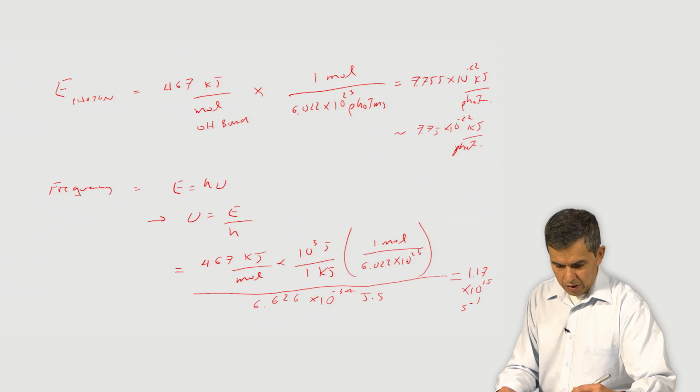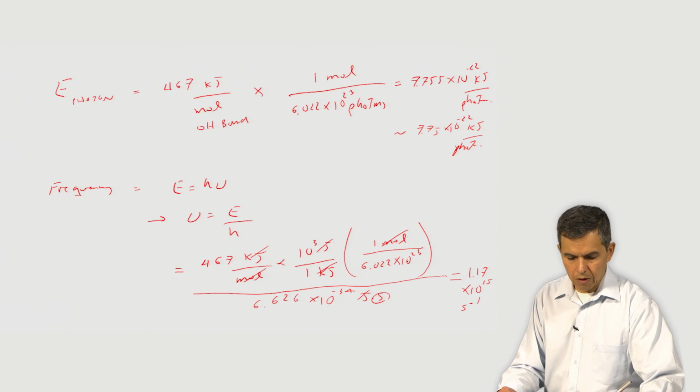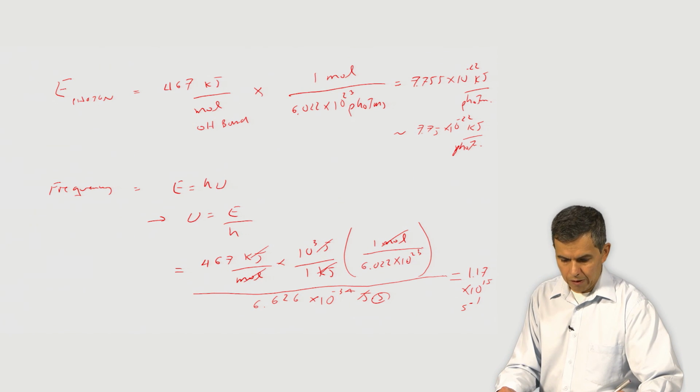Just make sure the dimensions are correct. Mole, mole, kilojoules, kilojoules, joules and joules, remaining only seconds. So that corresponds to the frequency of a photon that is required to release a hydrogen atom from water.